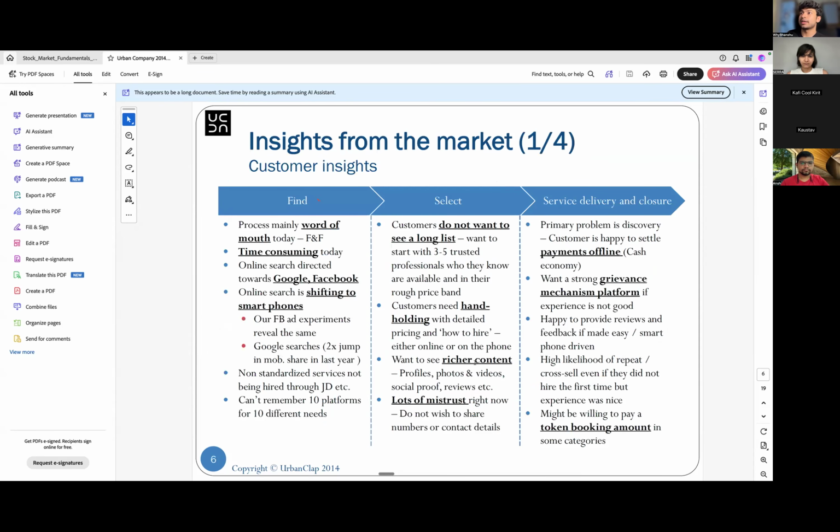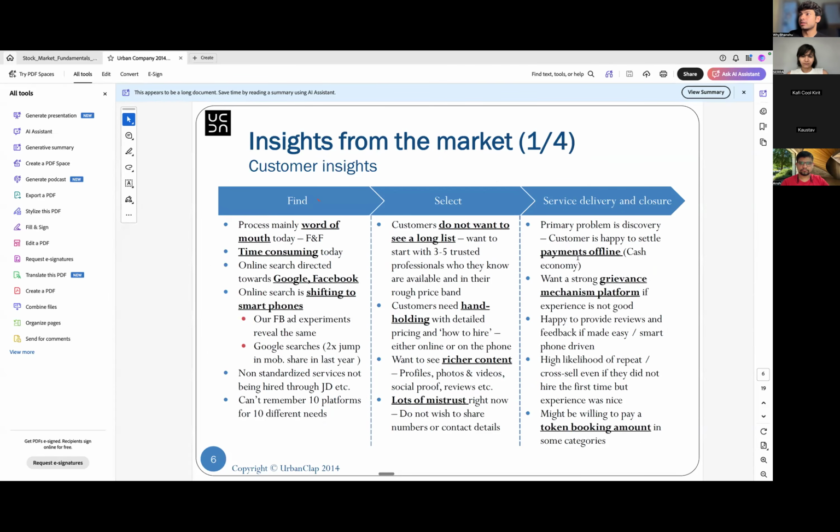Insights from the market, some nice value chain going on at the top. I'm only going to read the bold. So word of mouth, as I said, time consuming. Online search is because of Google. It's shifting to smartphones now. Customers do not want to see a long list. They need hand holding. We want to see richer content, more profiles, more videos.